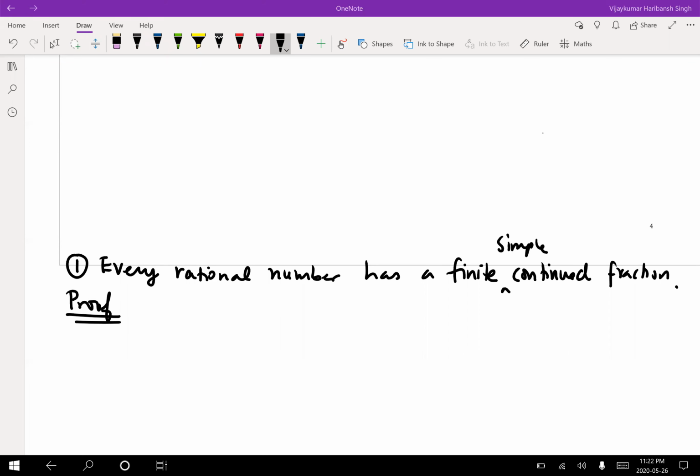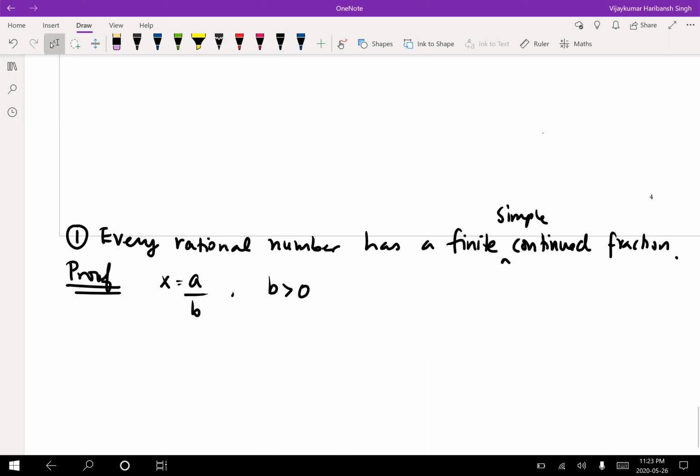So we'll start with the following. Let x be a rational number, a rational number of the form a by b, where b is not 0. Without loss of generality, take b greater than 0. Well, we can take the negative sign in a. Now recall the extended Euclidean algorithm.